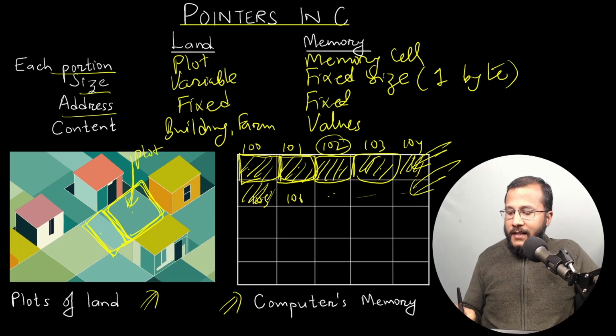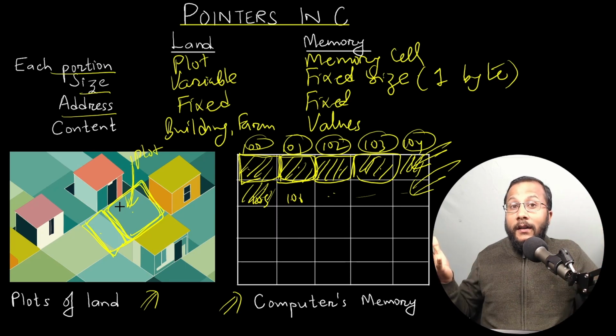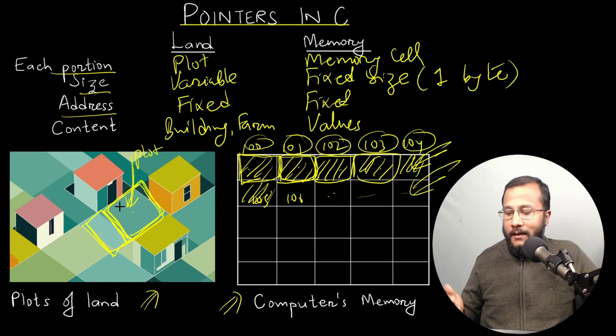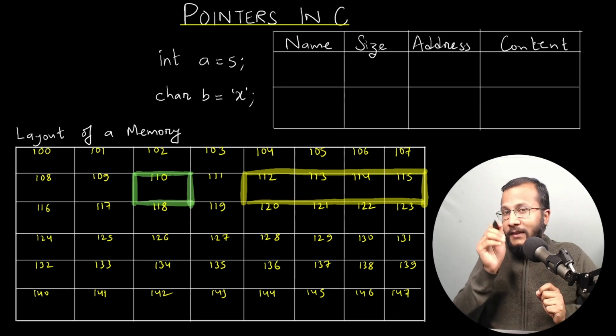And these addresses, of a memory cell and of a plot, are called pointers. Always remember that a pointer is nothing but an address. Address of what? Address of a memory cell. So all these addresses are pointers. Whenever we are learning about pointers, we need to keep a few things in mind.